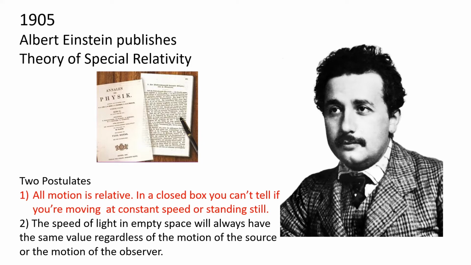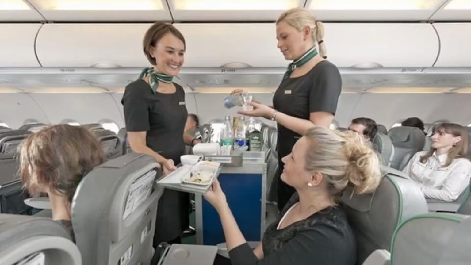Let's look at each one of these two postulates separately. We'll start with the first one. Again, all motion is relative. In a closed box, you can't tell if you're moving at a constant speed or standing still. If you were on an airplane moving at a constant speed, you don't feel like it, even though you're moving 600 miles per hour. Obviously, these people don't feel like they're moving 600 miles per hour. They're serving food, they're taking food as if they were standing still. If you were drugged and put in a crate, would you be able to tell if you were in a cargo hold of an airplane or sitting on the ground? The answer is no.